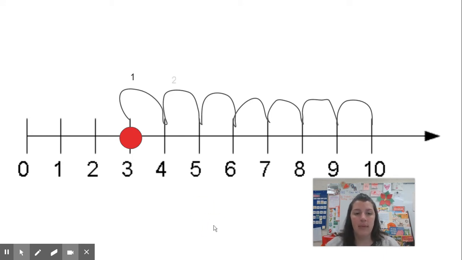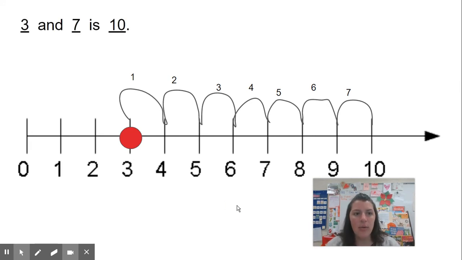1, 2, 3. Can you count with me? 4, 5, 6, 7. So to get here from my red dot at the number 3, I had to make how many jumps to get to 10? I had to make 7 jumps. So if the question was, how many more do you need to make 10? The answer is 7.